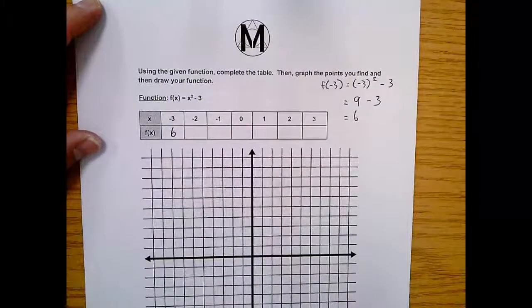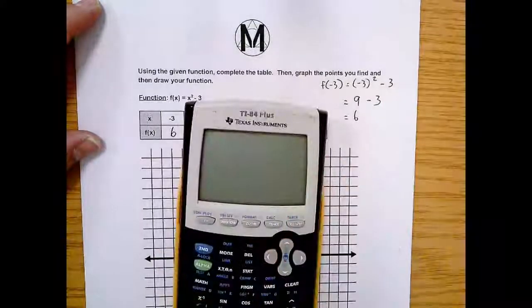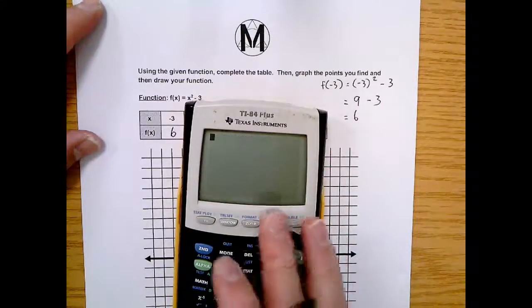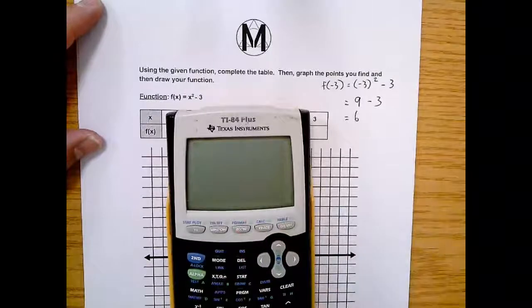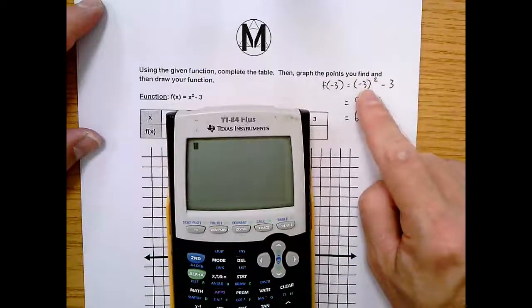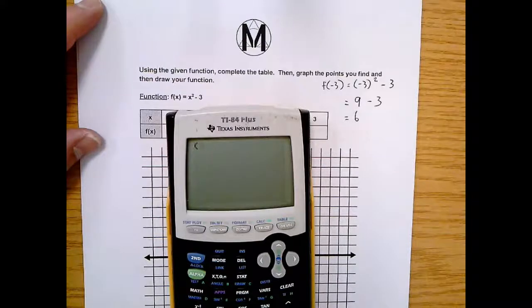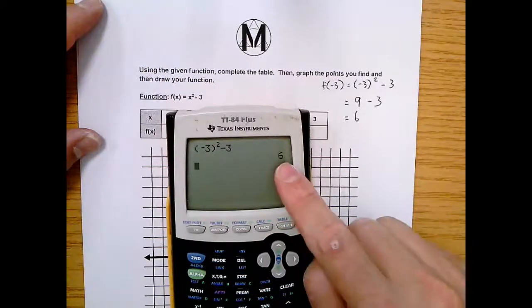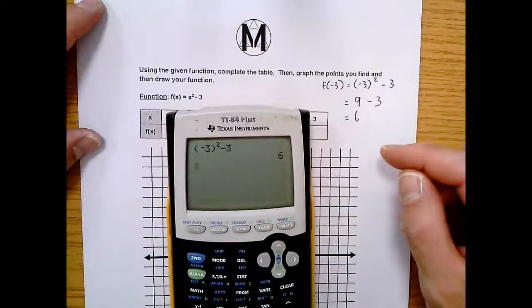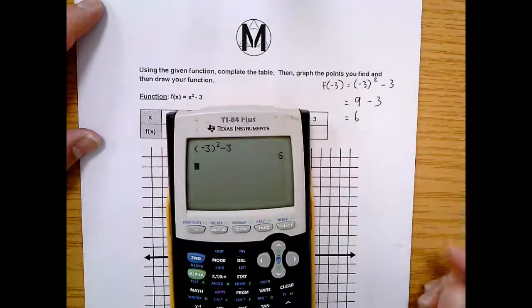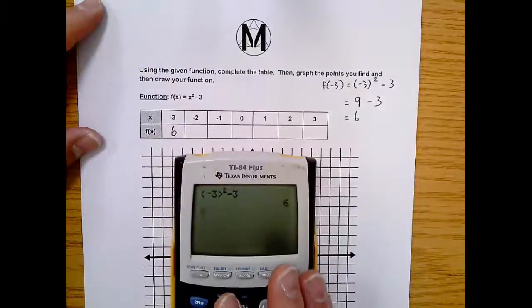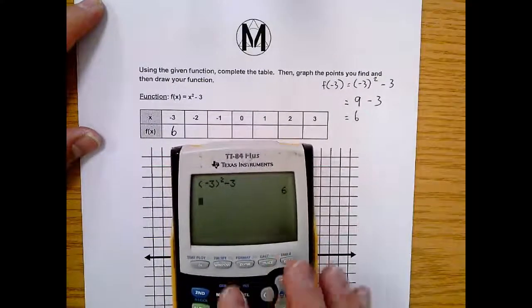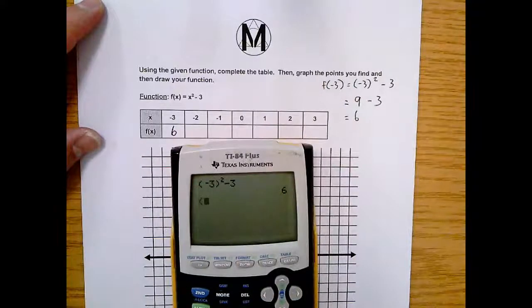Now I'm going to show you something here on the calculator. I'm going to do some redundant work here, but it'll be okay. If you see here how I put it in parentheses, what that lets me do is just put parentheses, negative 3, parentheses squared minus 3, and it just kicks out the 6 for me. So if you can get in the habit of using this calculator well, you can very quickly just follow that pattern and get your answer. So here we go. Parentheses, negative 2 squared minus 3. It's going to be 1.